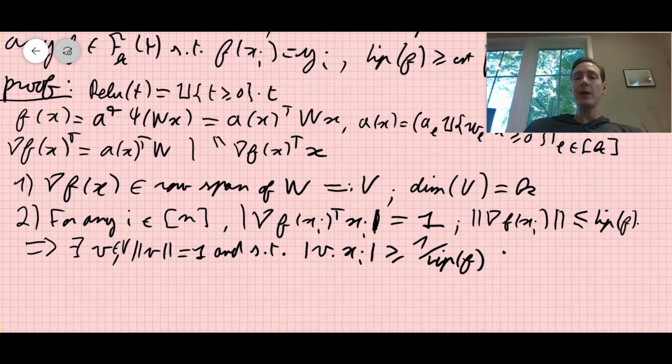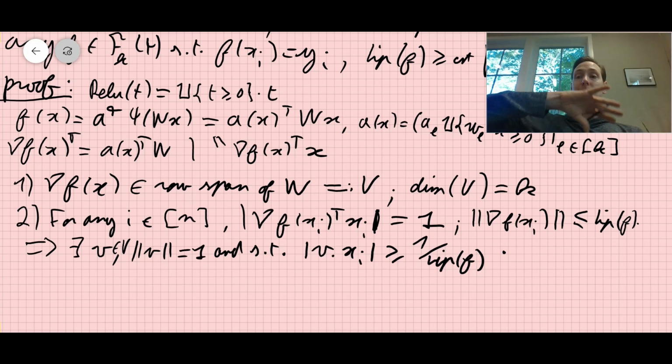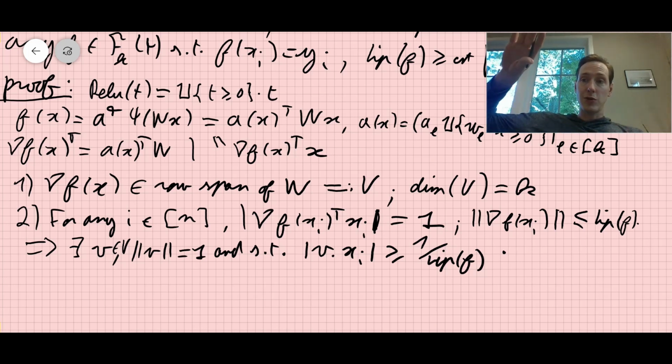So let's think about it. We have all of these random vectors, all of these xi. They span the entire space, and they are uniformly distributed on the sphere. So if there is a K-dimensional subspace, it cannot correlate well with every one of them.